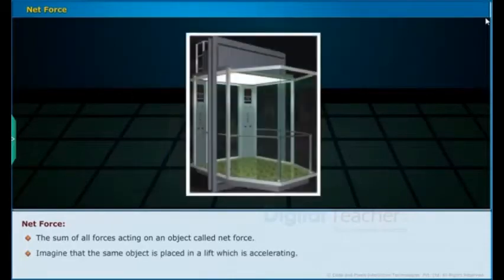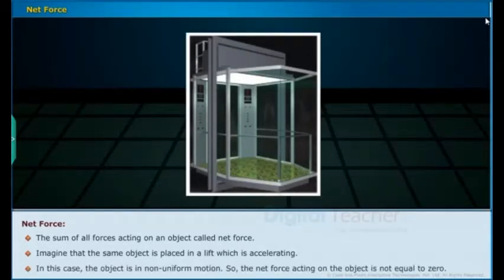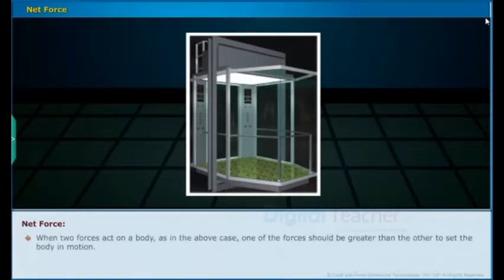Imagine that the same object is placed in a lift which is accelerating. In this case, the object is in non-uniform motion. So the net force acting on the object is not equal to zero. When two forces act on a body, as in the above case, one of the forces should be greater than the other to set the body in motion. The strength of a force is usually represented by its magnitude. The direction of a force is as important as its magnitude. We represent the magnitude and direction of force using arrows.